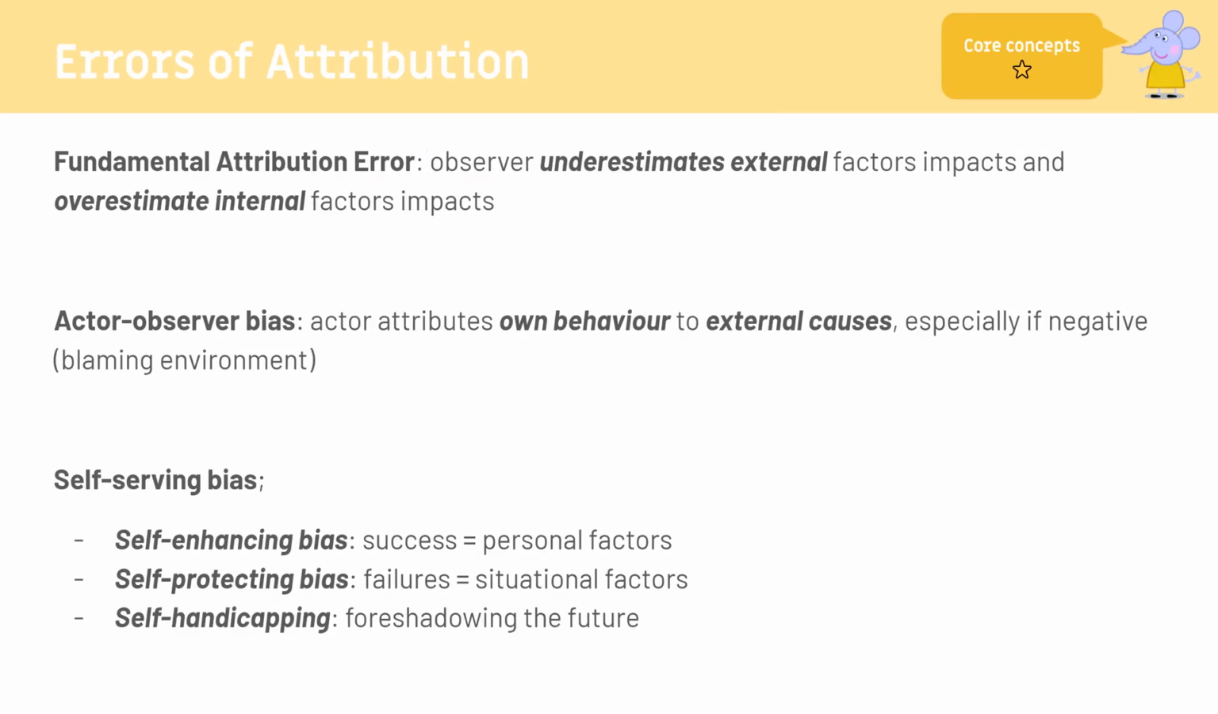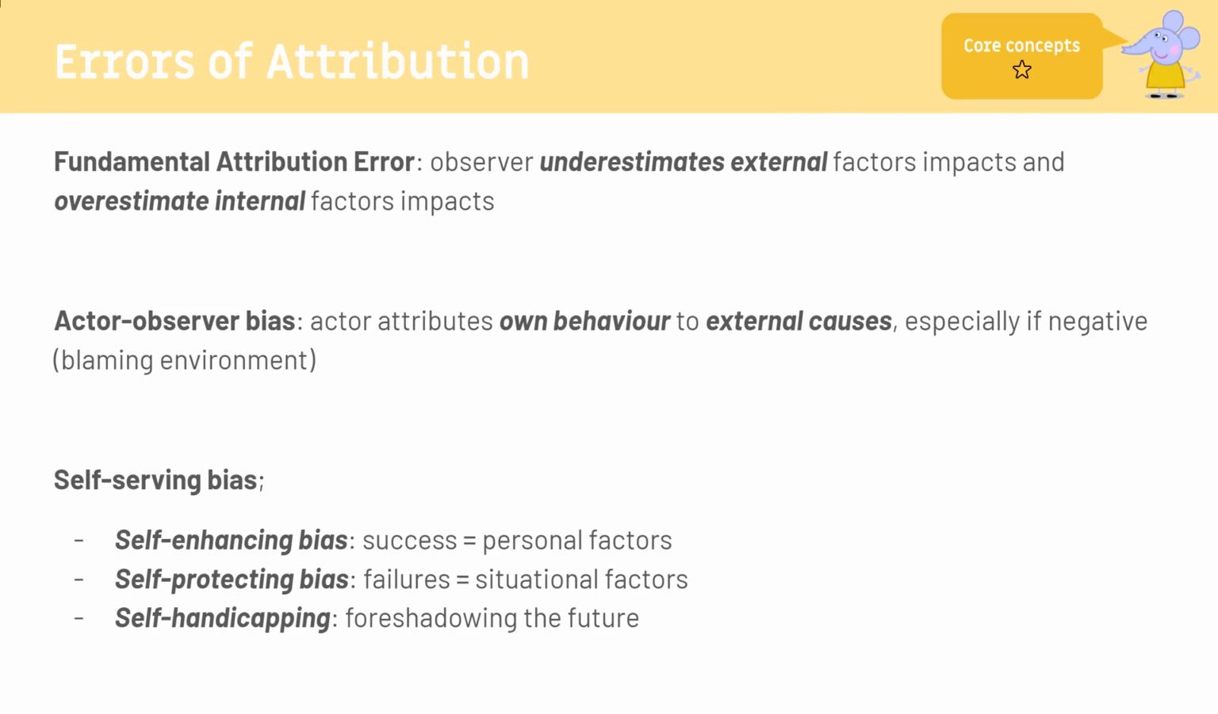And then there are errors, my bad. There are some errors of attribution that we make naturally because we're humans, and there are three different types. Fundamental attribution error is when we underestimate the external factors and overestimate the internal factors. Then there's actor-observer bias, which is when we attribute our own behavior to an external cause, especially if negative. So if you fail an exam, it's because the teacher didn't teach you, not because you didn't study.